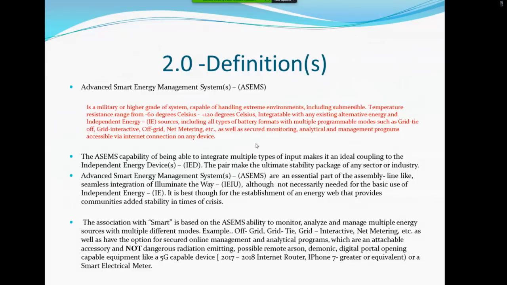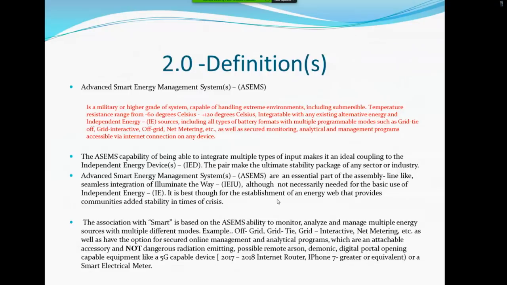Now, the ASIM's capability of being able to integrate multiple types of input makes it an ideal coupling to the independent energy devices. The pair make the ultimate stability package of any sector or industry. Advanced smart energy management systems are an essential part of the assembly line, like seamless integration of Illuminate the Way independent energy infrastructure upgrade, although not necessarily needed for the basic use of independent energy. You can always do hard wires, right? The advanced smart energy management system is always the best in municipalities and everything. We'll get over that with the next paragraph here.